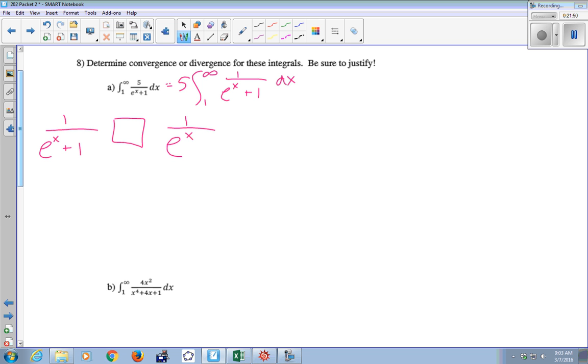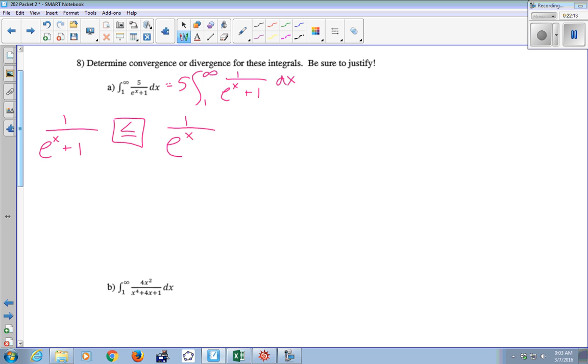Which way should I put the alligator? 1 over e to the x is bigger. Yep. The expression on the left here has a bigger denominator, which makes the whole fraction smaller, right? Okay, so we put a less than or equal to here.